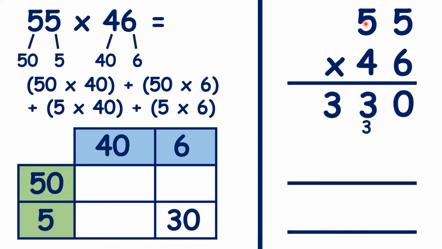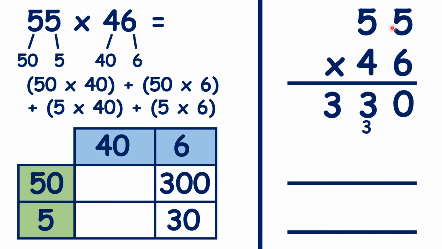So now we've multiplied our 5 tens by 6. So let's look back at our grid method. 50 times 6 is 300. And look at the numbers we have so far. You can see that in our column method we have 330, and if we add up these two numbers in our grid method, we also have 330 in total. So we're halfway through our question.